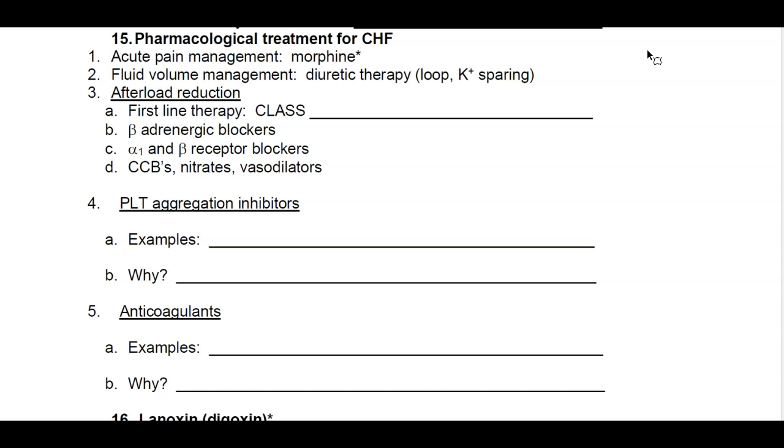So what kind of medications do we like to give for afterload reduction? As you may remember from previous units, we use ACE inhibitors, beta blockers, alpha-1 and beta receptor blockers, calcium channel blockers, nitrates, and vasodilators to reduce afterload. The first line of therapy, however, for this are your ACE inhibitors and your ARBs. Again, the first line therapy to reduce afterload for patients with CHF are ACE inhibitors and ARBs.